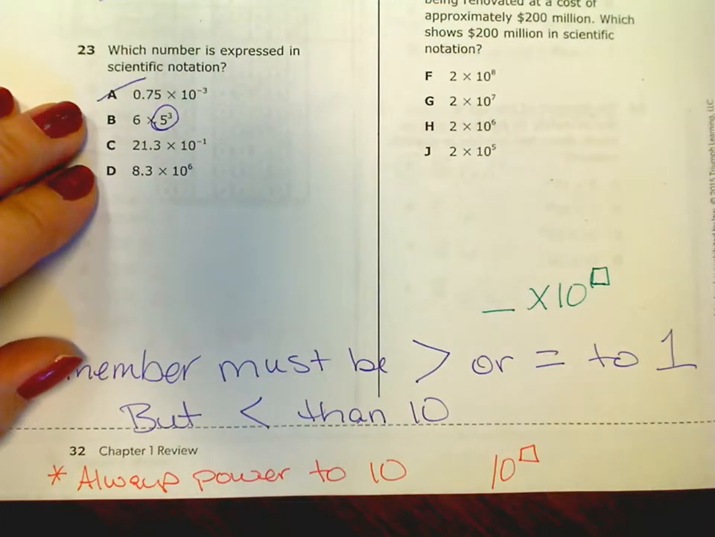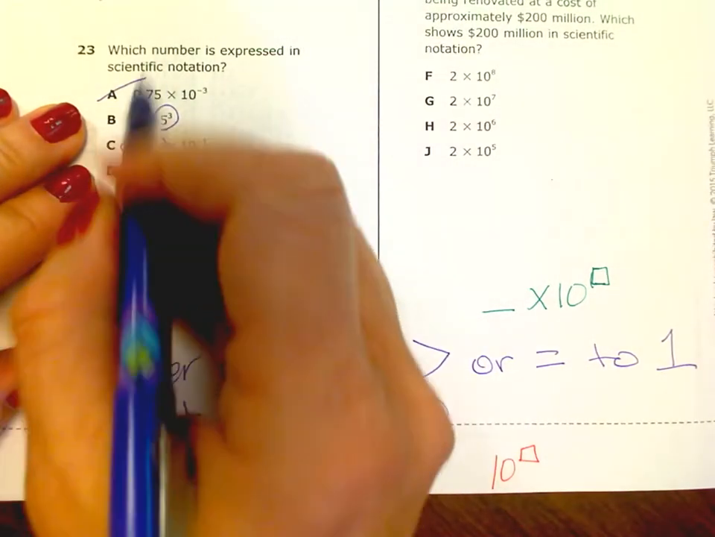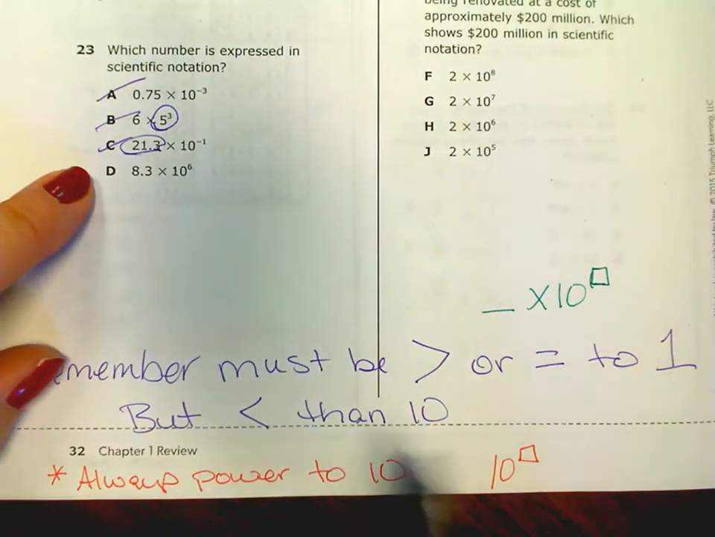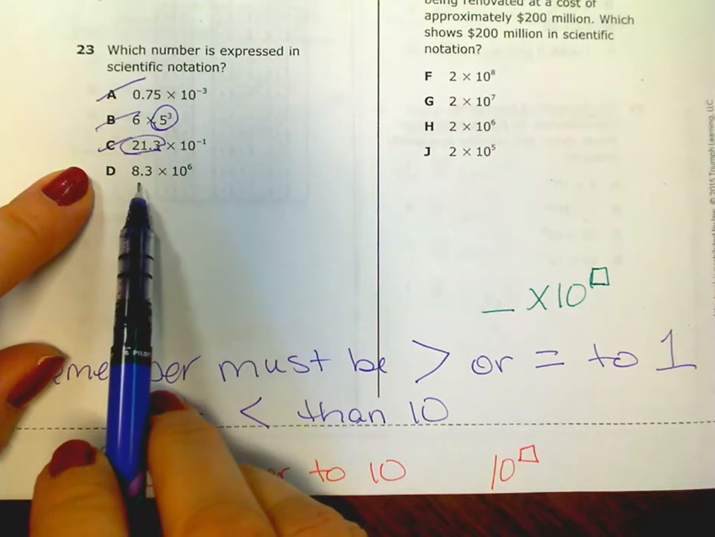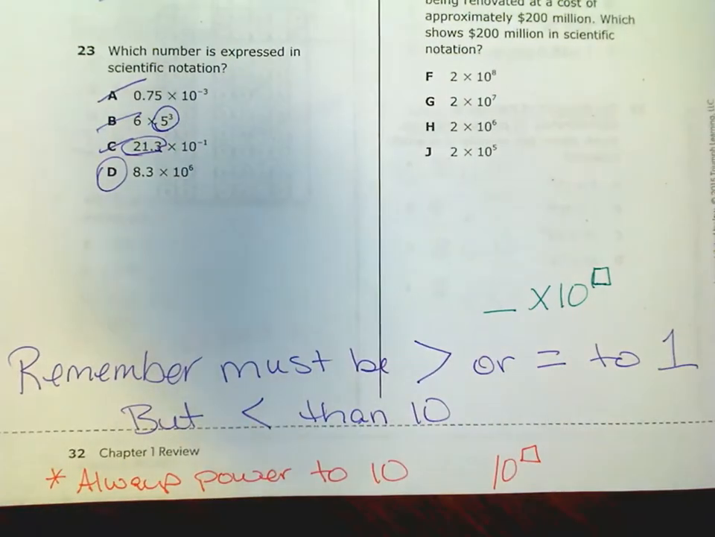That one doesn't have the power of 10. This one is over 10, so it can't be those. And then this one is less than 10, more than 1, to the power of 10 to the 6. So your answer is D.